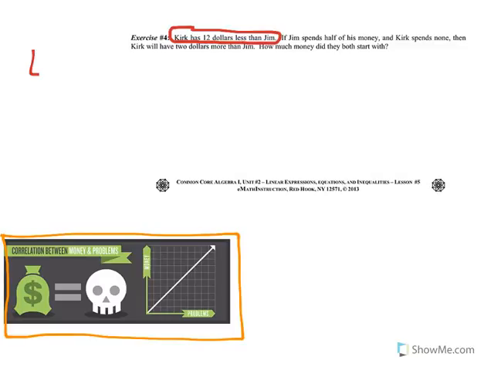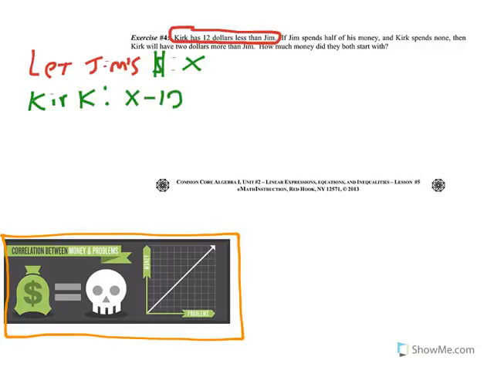So I'm going to let Jim's money be represented by X. Okay, so then now we can make an expression for Kirk's. So Kirk, if Jim has X dollars, Kirk is going to have X minus 12. Yeah, I think we're okay with that.